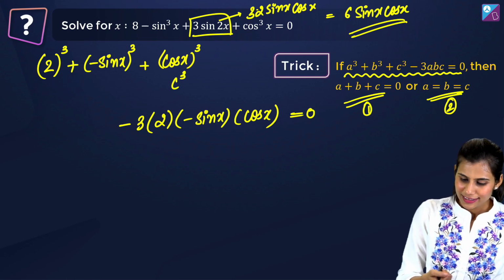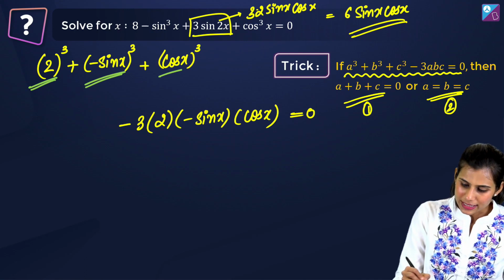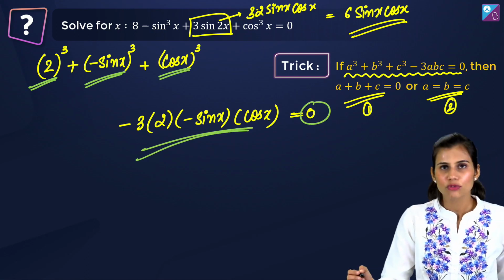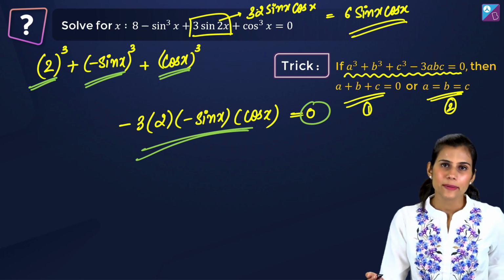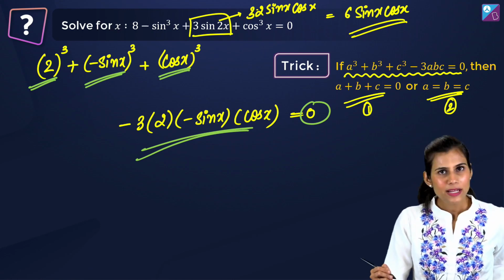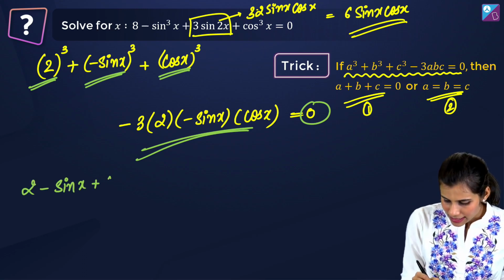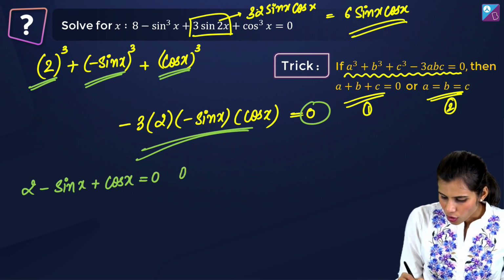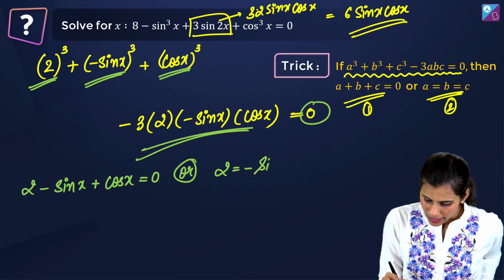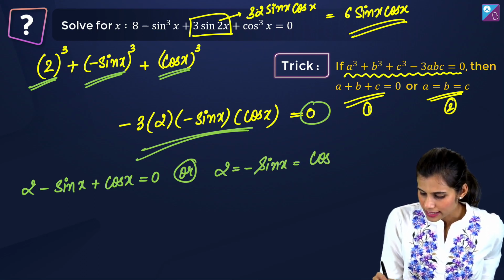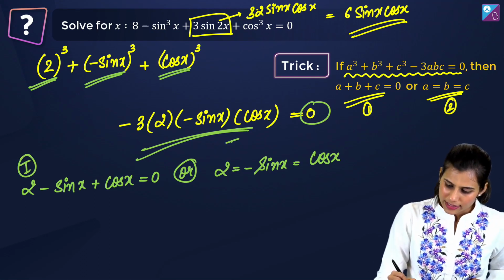So what are you getting? You are getting that a cube plus b cube plus c cube minus 3abc is equal to a big fat 0, which implies from the result that how are a, b, c connected? Either a plus b plus c is 0, that means 2 minus sine x plus cos x is 0, or a is equal to b is equal to c, that means 2 is equal to minus sine x is equal to cos x. So I have two equations now. This is the first one and this is the second one.